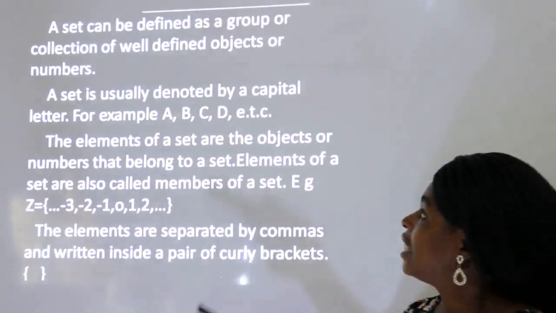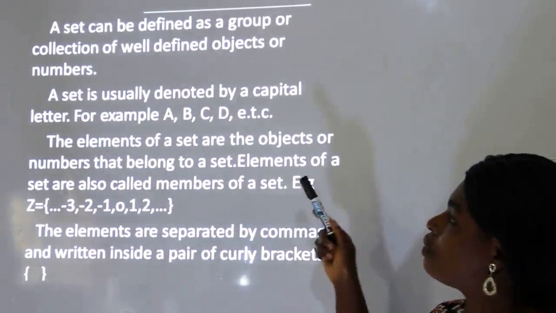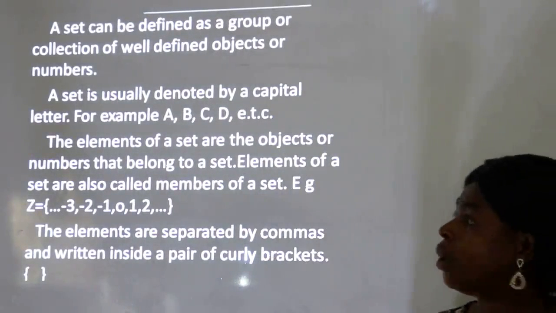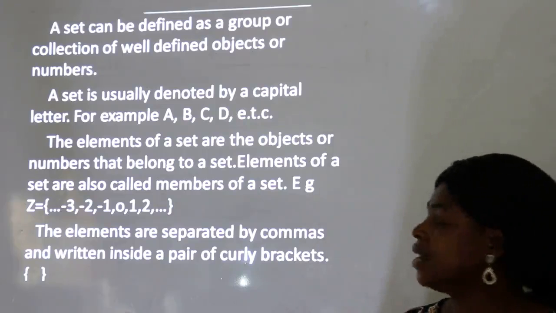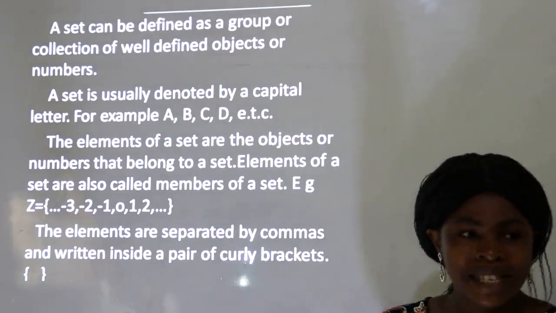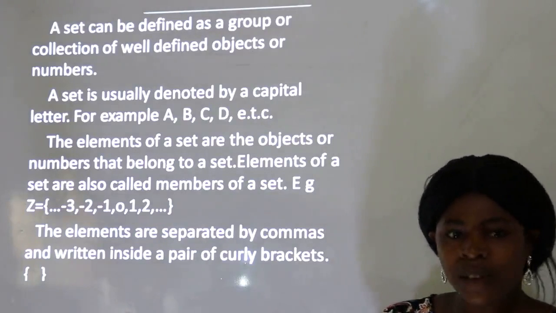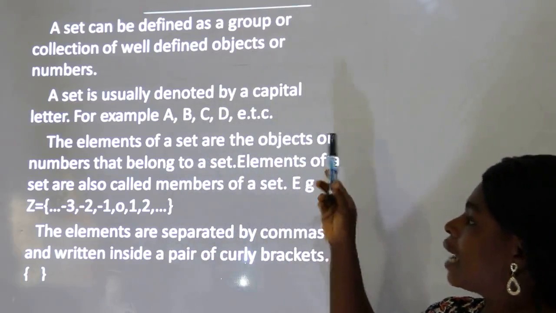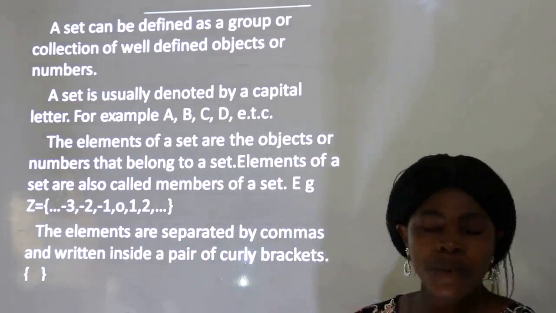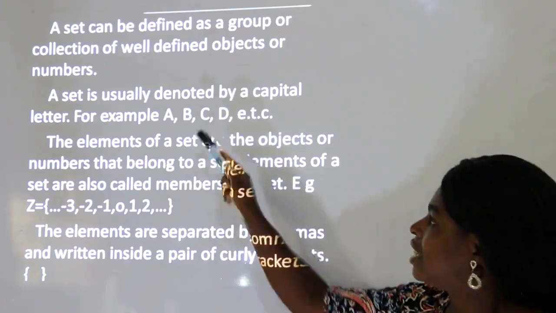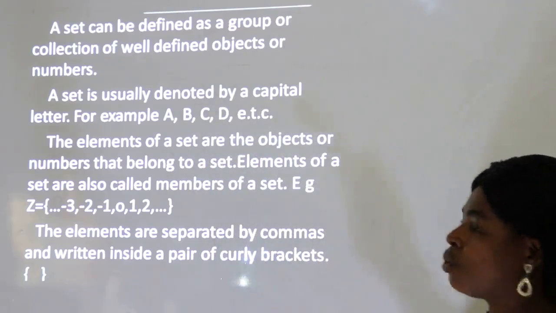So let's look at the definition of a set. A set can be defined as a group or collection of well-defined objects or numbers. I've already given examples of sets: set of numbers, set of even numbers, set of vowels, and so on. A set is usually denoted by a capital letter. So when you want to write a particular set, we use a capital letter to denote it: set A, set B, set C, and so on.